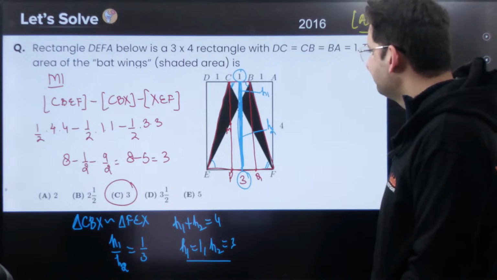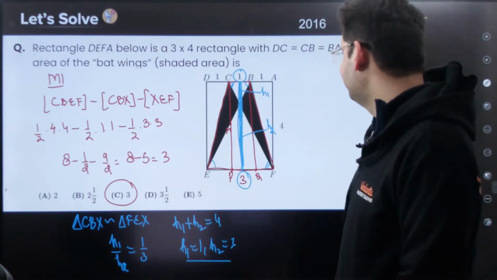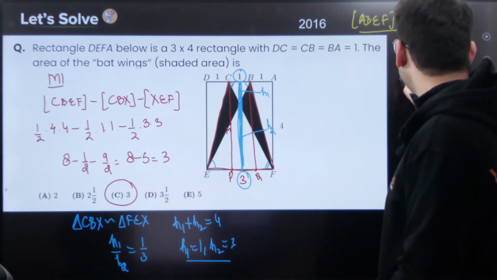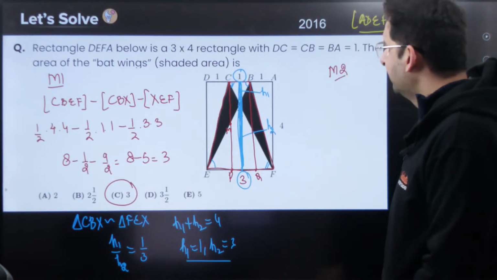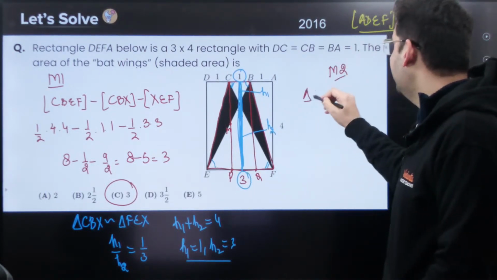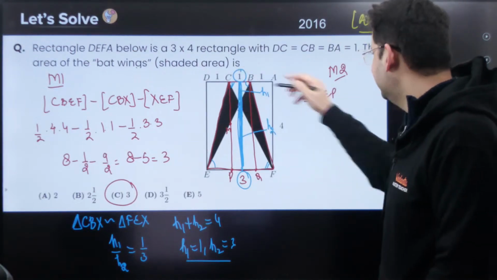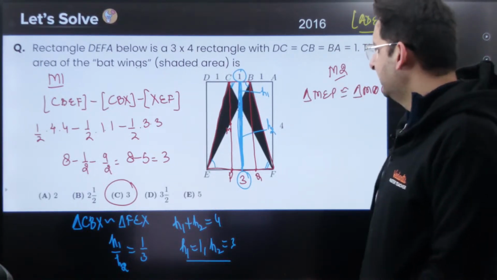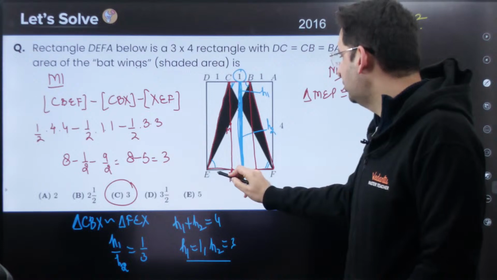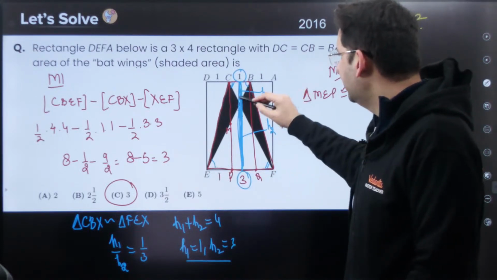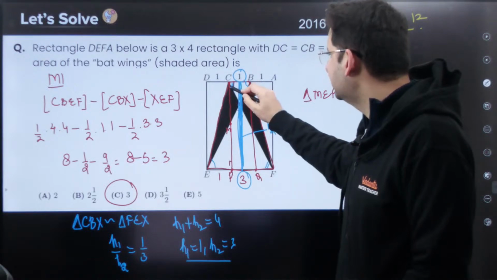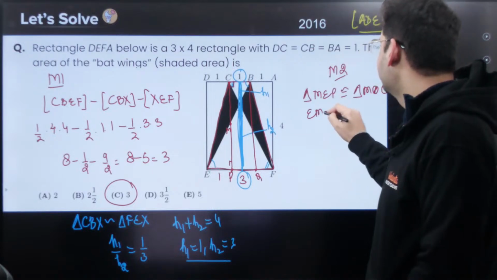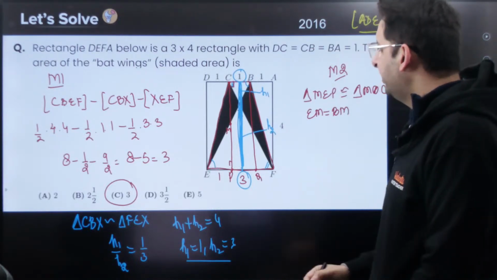Now guys, we can see clearly that, method 2. MEP triangle, MEP and MBC are same. They are same. Okay? Because this is also 1, this is also 1, this is 1, so this is 1, this is 1. This angle is 90, this angle is 90, so they are congruent to each other. If they are congruent to each other, then EM is equal to BM. In other words, M is the midpoint.